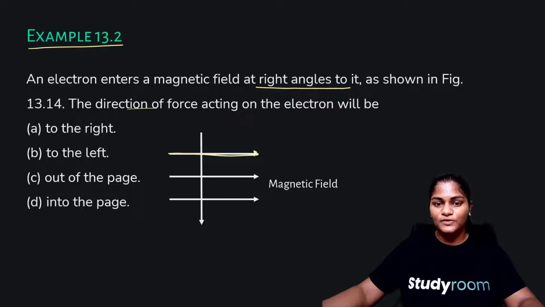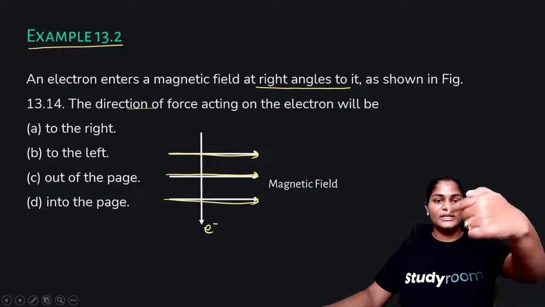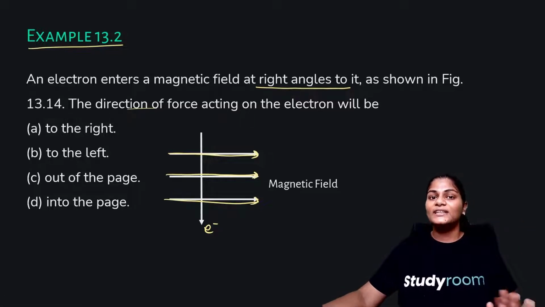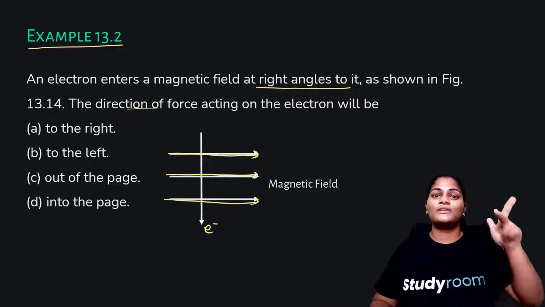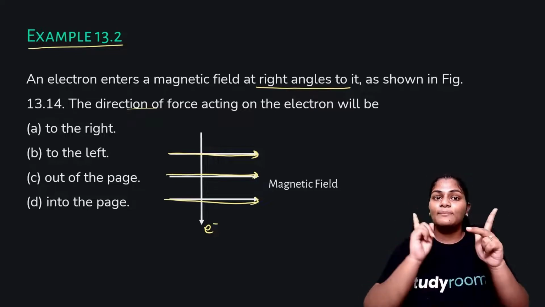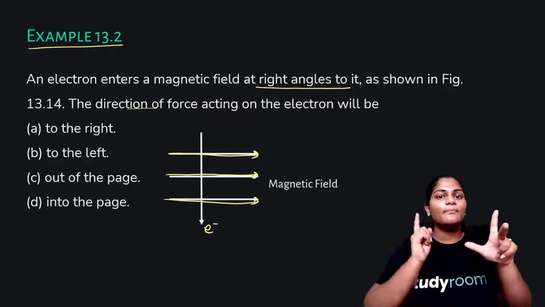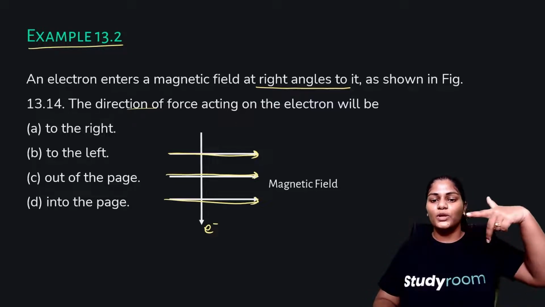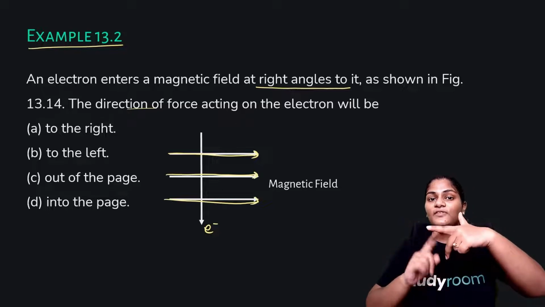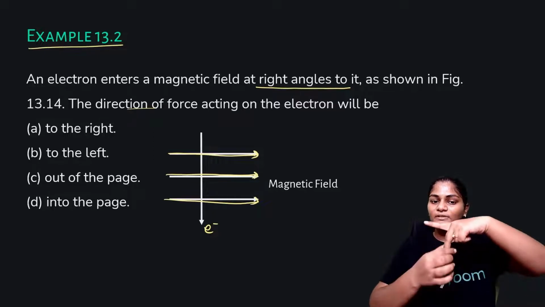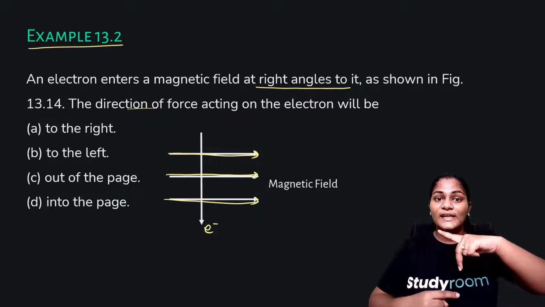So this is the direction of the magnetic field, and this is the direction of the electron, going downwards, and the magnetic field is towards east, right? Now, using Fleming's left hand rule, my index finger should point towards the magnetic field, my middle finger should point towards the current, and then my thumb will give me the direction of the force. So let me point my index finger towards the magnetic field. My middle finger should point towards the current. Is it pointing towards the current? Right now my middle finger is towards the direction of the flow of the electron.